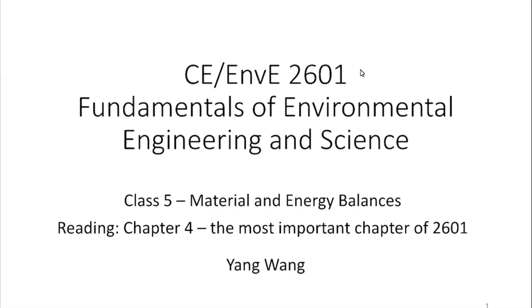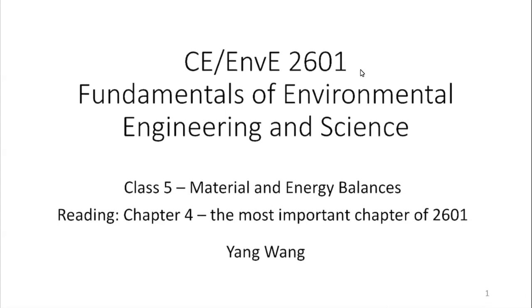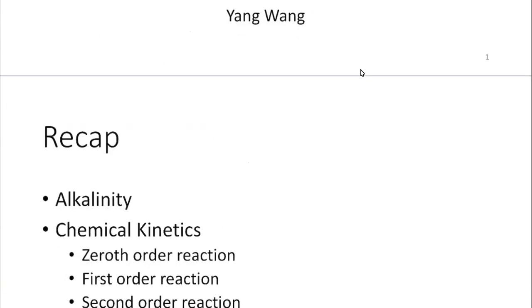So in this class, we're going to talk about the materials and energy balance. Last class, at the end, we briefly mentioned something about this materials and energy balance, right? Because we use this concept quite a lot in a lot of the environmental engineering devices, okay? And I think this section is actually the most important section of the entire 2601, because no matter what environmental engineering device we're trying to design, they always have to follow the materials or energy balance, okay? So first, let's do a recap of our last class.